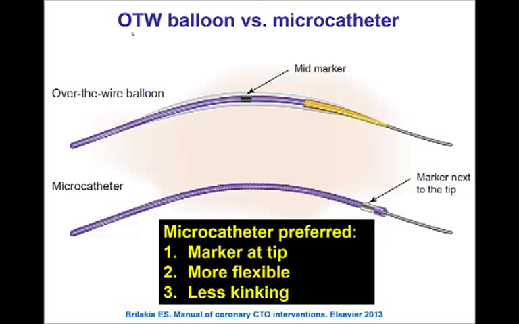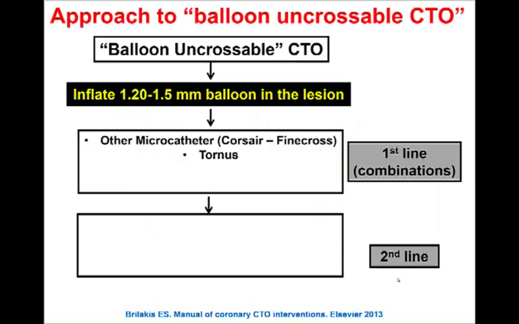One can either use an over-the-wire balloon or microcatheter, that both have advantages and disadvantages. In general, microcatheters are preferred for supporting CTO crossing because the marker is at the tip, they are more flexible, and they are less prone to kinking. In this particular case, we tried to cross the lesion with several microcatheters.